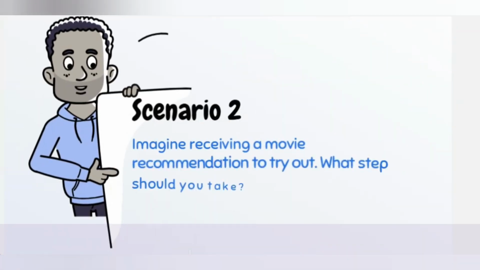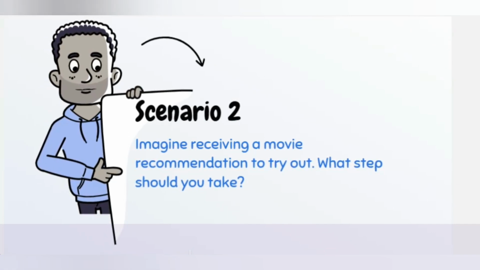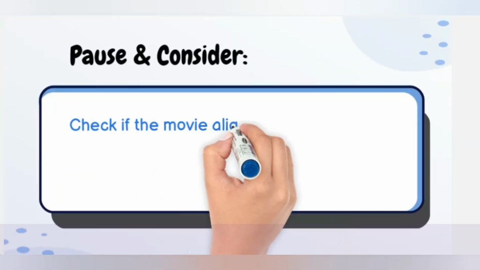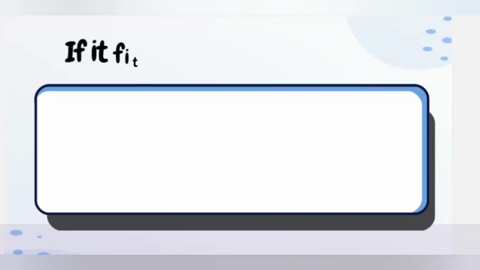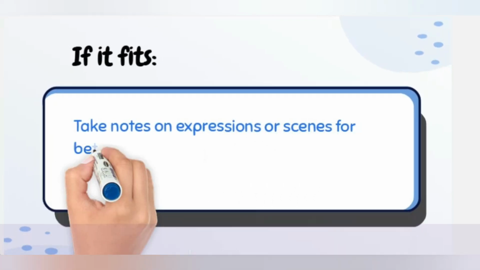Imagine receiving a movie recommendation to try out. What steps should you take? Pause and consider. Check if the movie aligns with your current skill level. If it fits, take notes on expressions or scenes for better learning.